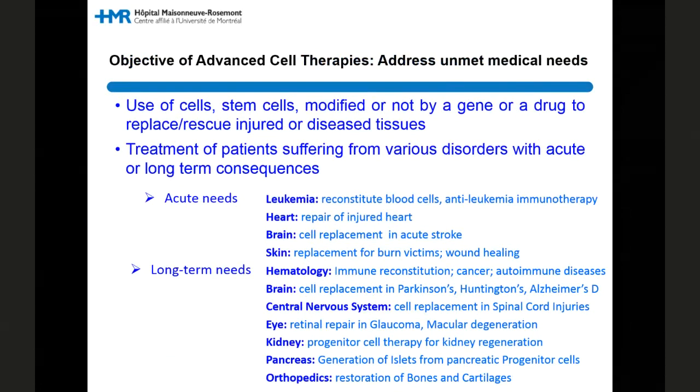It's now started with acute leukemia, but soon to follow in disease like heart disease, brain disease, skin disease, where you need actually cells acutely. For example, after a myocardial infarct, where you want the cells to be helping the heart to regenerate and recover good function. The brain, similarly for the brain and skin and burn victims. But there are also long-term needs in other diseases like Parkinson and Alzheimer's and ocular diseases, kidney diseases. Basically, every organ you can think of could be in need of cells.